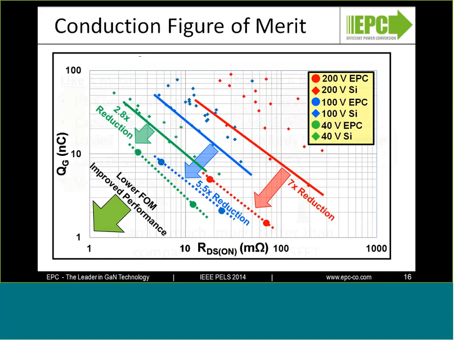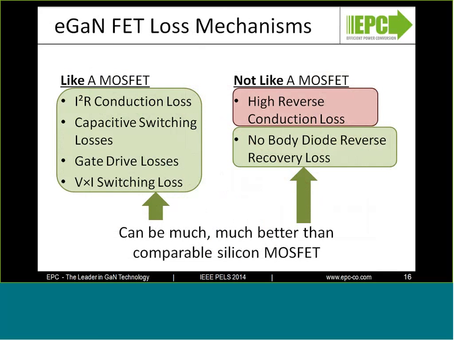So, just to summarize it, then I'm going to turn it over to David to give you some design examples. eGaN FETs are superior to MOSFETs in almost every way. In green, we can see the areas where the eGaN FET is superior. Like a MOSFET, you have I²R conduction losses, and they're superior. Capacitive switching losses, superior. Gate drive losses, very superior. V times I switching losses, that's the power loss during the switching transition. Again, very, very much better.